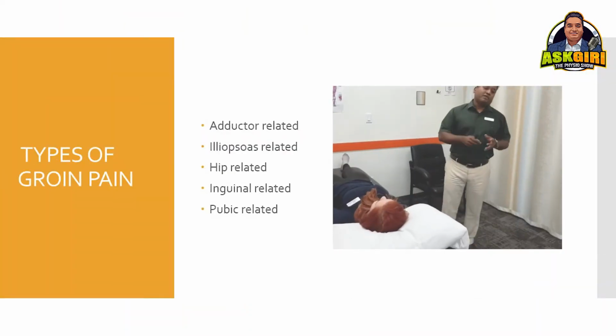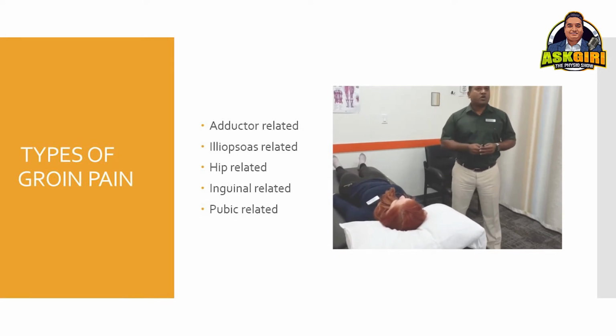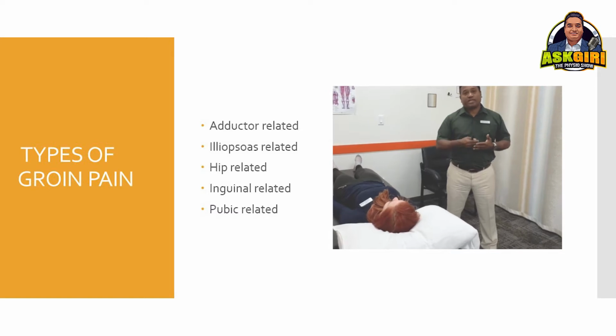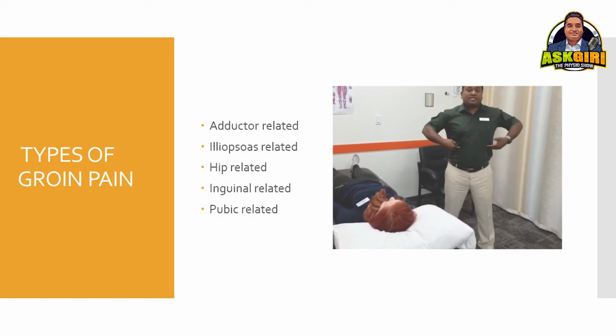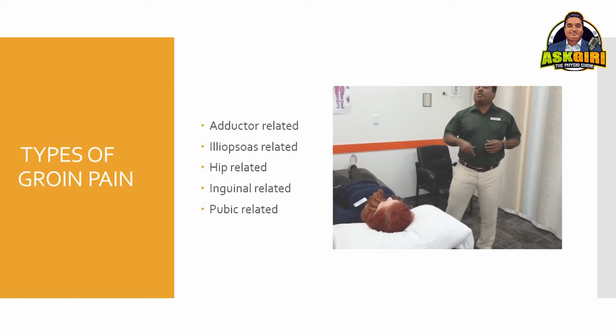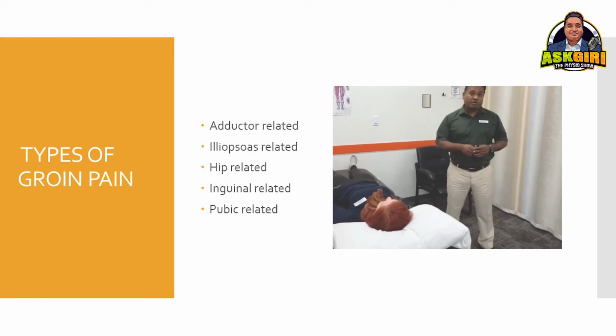There are different types of groin pain based on where the origin of the pain is. There are a few we're going to discuss today. One is adductor related. That means when the adductor muscles of the hip or the tendon are strained, you can get groin pain. The other one is iliopsoas related, which is your hip flexor muscle. It comes from the ribs and a little bit from the pelvis, and comes down into the front of the hip. Sometimes if that is strained, it can also give you groin pain.